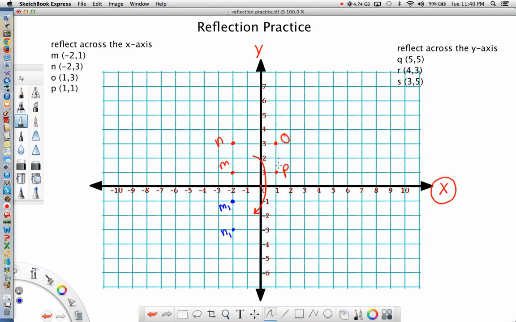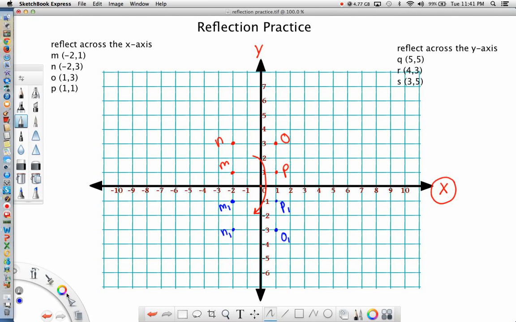Point O, which was 1 to the right, will stay to the right, but we're reflecting it over the x-axis. So if it was 3 above, now it's going to be 3 below. There's our new O. And then finally P was 1 above and 1 to the right. It'll stay 1 to the right, but now it's going to be, you guessed it, -1 or 1 below. So there's our new point P.